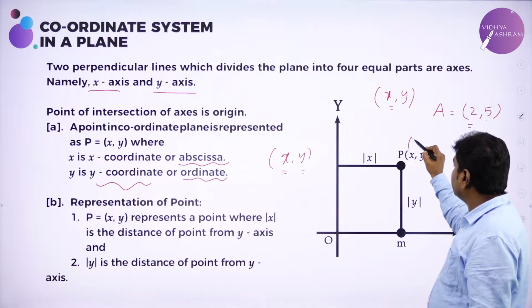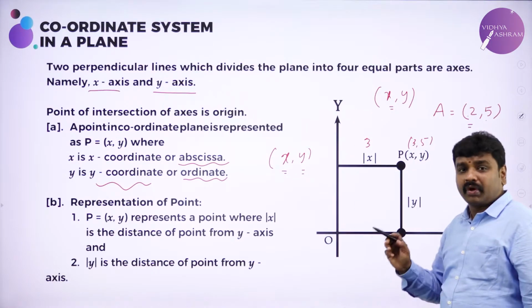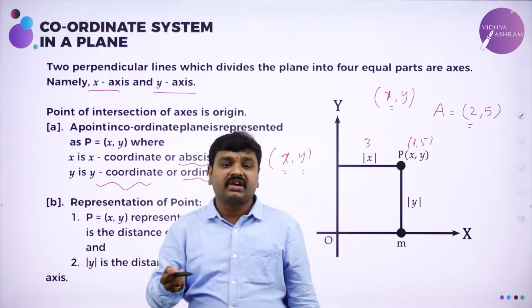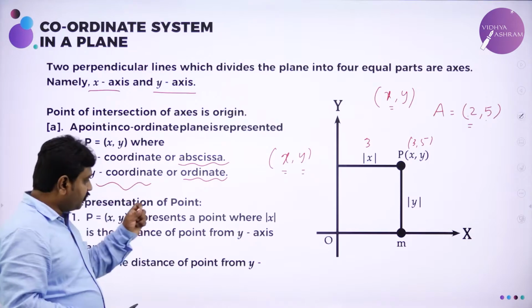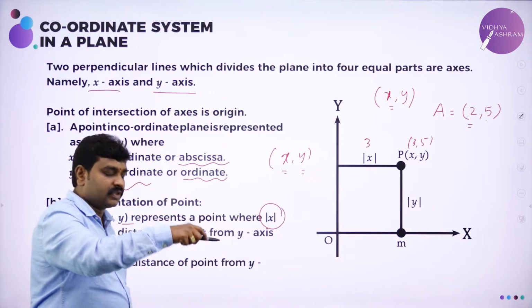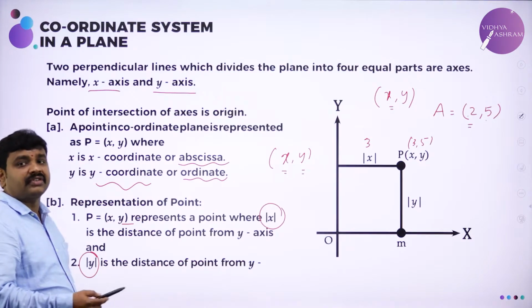Suppose if I write this as 3 comma 5, here to here it is 3, which means the distance of the point from the x axis is mod y and the distance from the y axis is mod x, opposite. So a point x comma y represents where mod x is the distance from the y axis, opposite, and the mod y coordinate is the distance from the x axis.